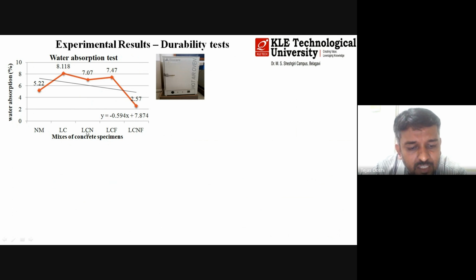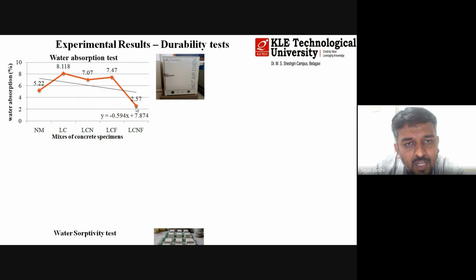The reference mix has a moderate water absorption rate of 5.22, and with respect to this, the LC mix exhibits a higher water absorption rate, which indicates that the introduction of calcined clay and lime has increased it, and it slightly decreases in mix LCN as well as mix LCF. LCNF shows significantly lower water absorption, which is notably better than the other mixes. The addition of titanium dioxide and lathe fibers in LCNF makes the concrete more compact and results in enhancing the concrete's performance to absorb less water.